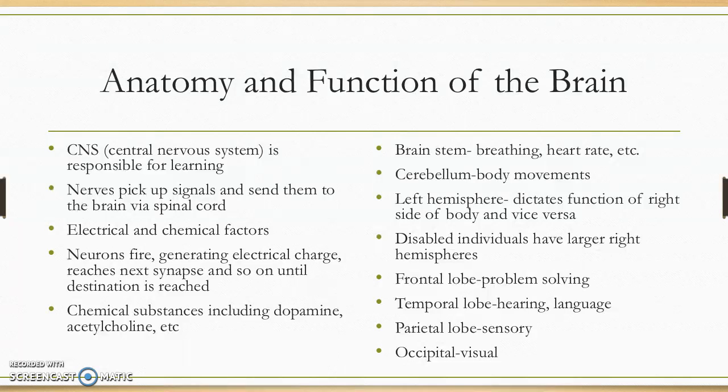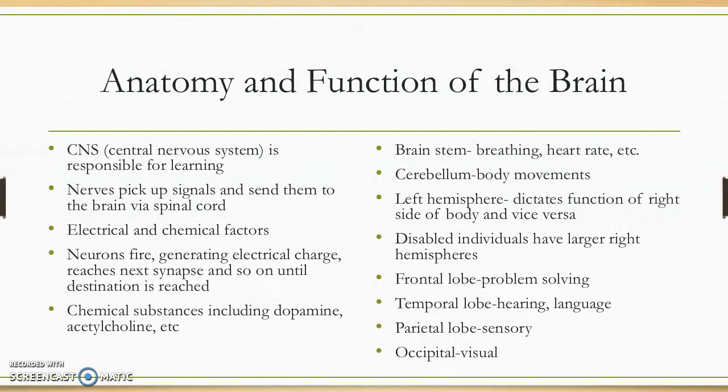The cerebellum helps with body movements. The left hemisphere dictates function of the right side of the body, and the right hemisphere dictates the function of the left side of the body. Disabled individuals have been shown to have larger right hemispheres than non-disabled individuals. The frontal lobe is for problem solving, temporal lobe is for hearing and language, parietal lobe is for sensory, and occipital lobe is for visual.